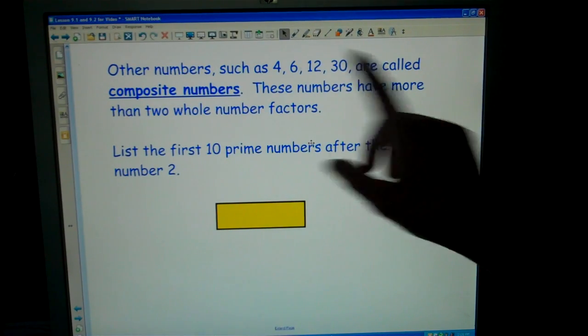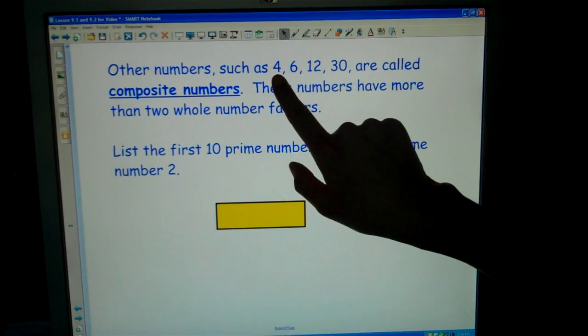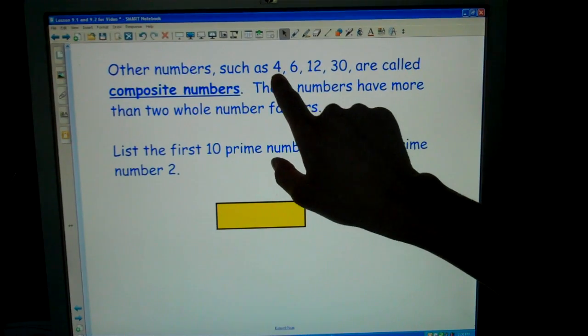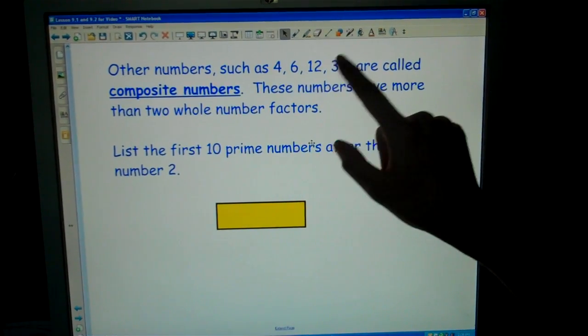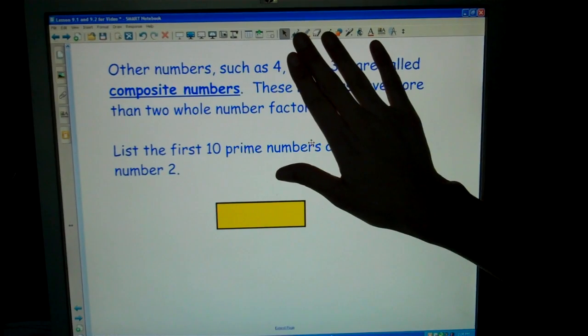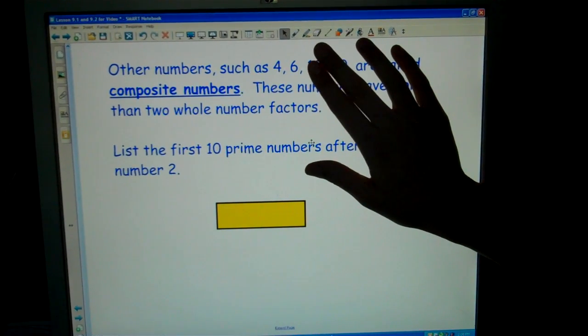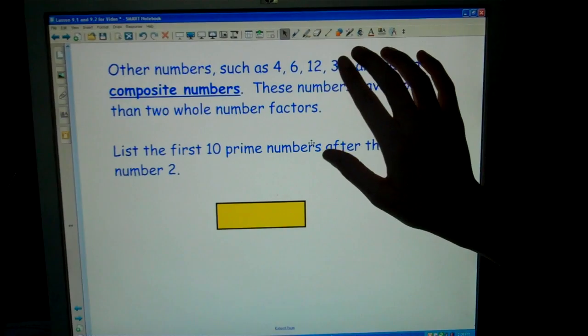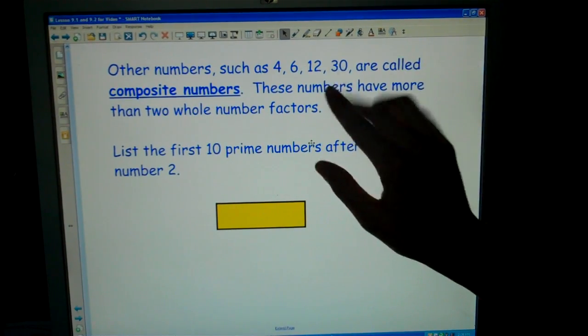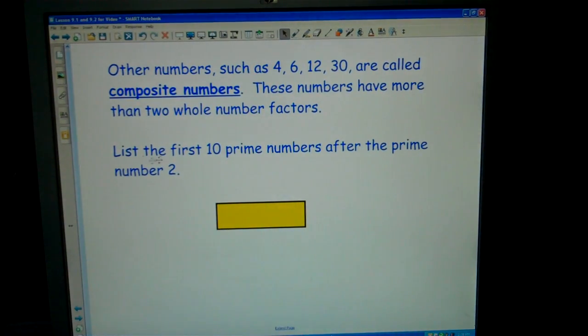Okay? So, composite numbers are like 4 and 6 and 12 and 30. What goes into 4? Well, 1 and 4 go in there, but what else? 2 goes in there, so that's a composite number. 6, you've got 1 and 6, and then 2 and 3. 12, we already did 12, okay? And you can get the idea of what a composite number is.